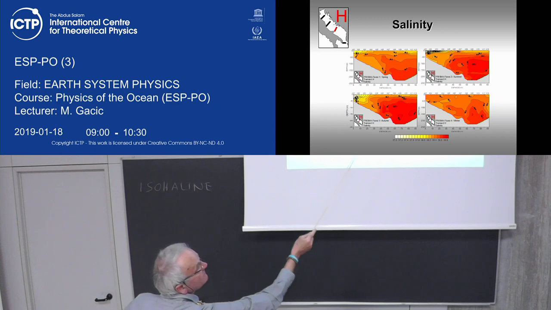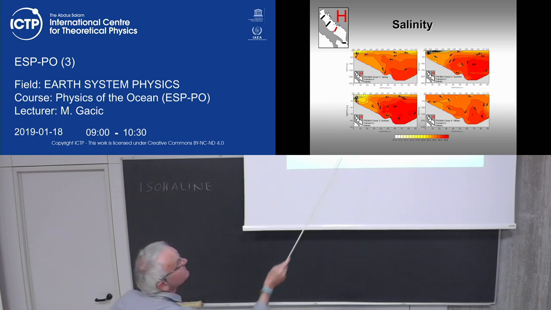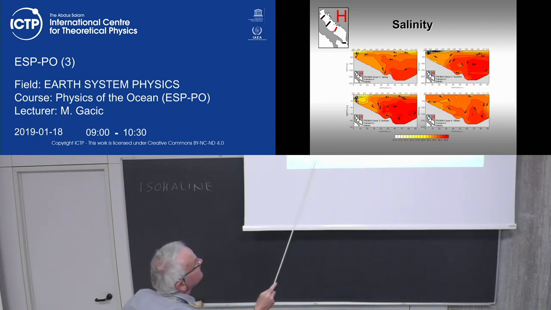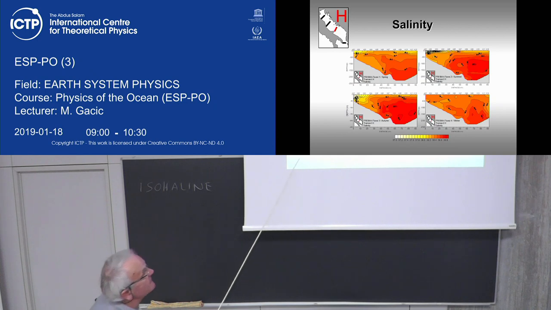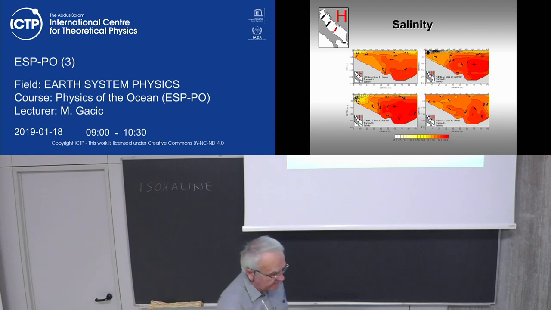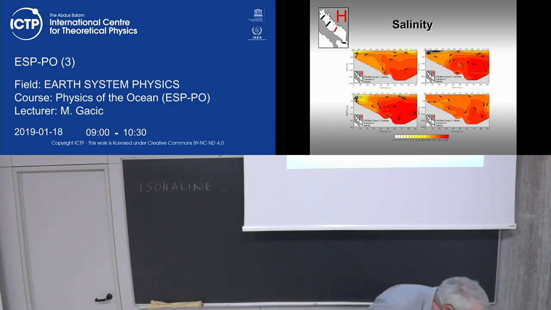The rest in the upper layers is more or less similar. We have here again, especially during the autumn season, this tongue of fresh water which comes up north from the Po River. Okay, and finally, the last one.